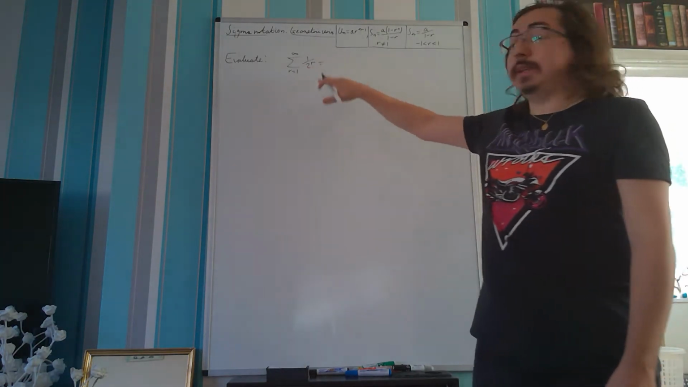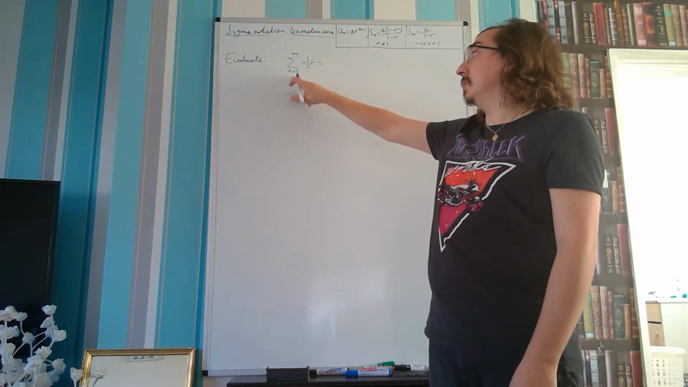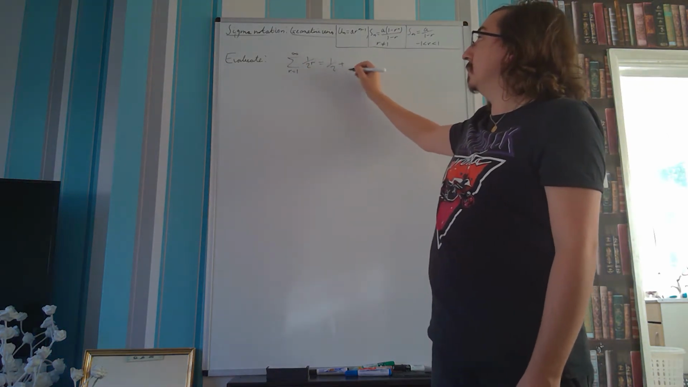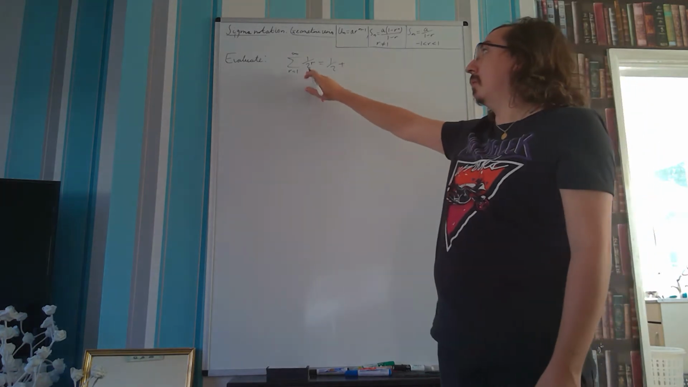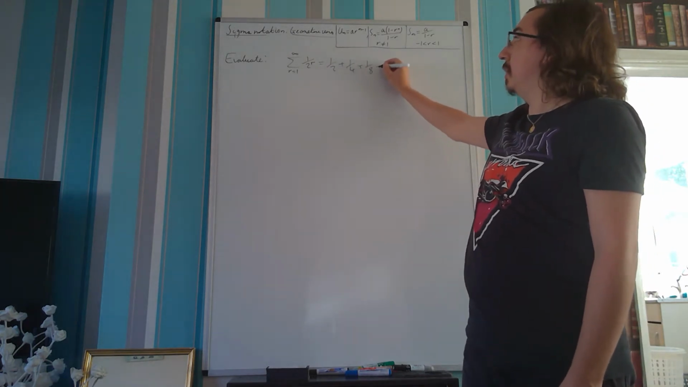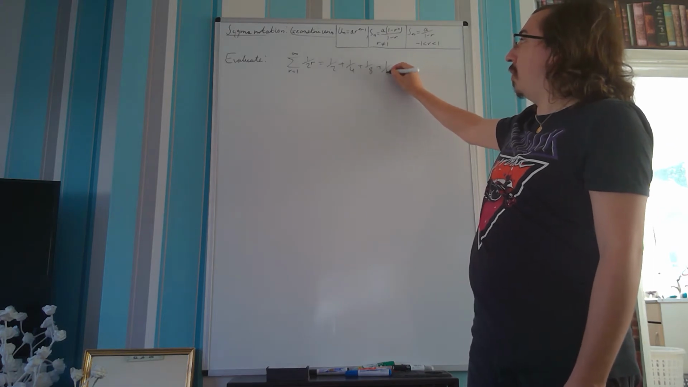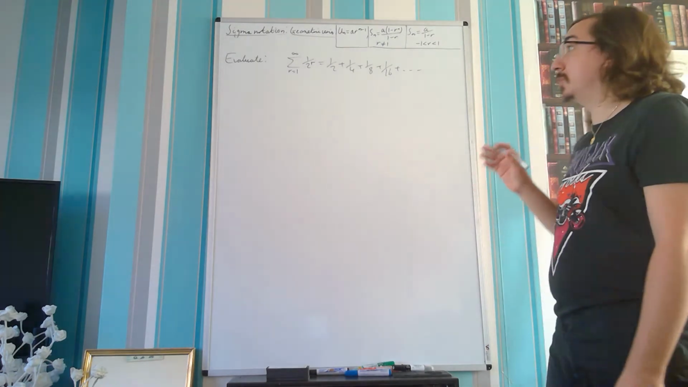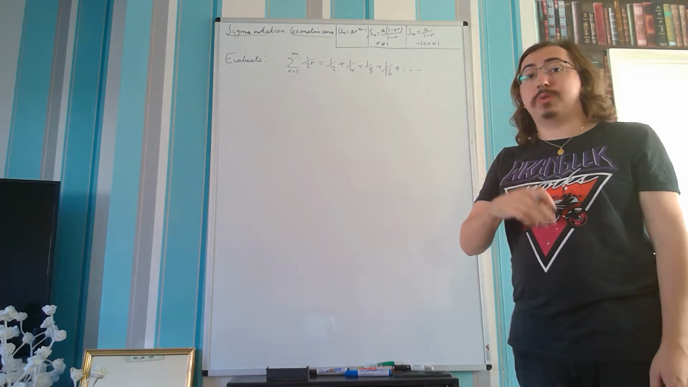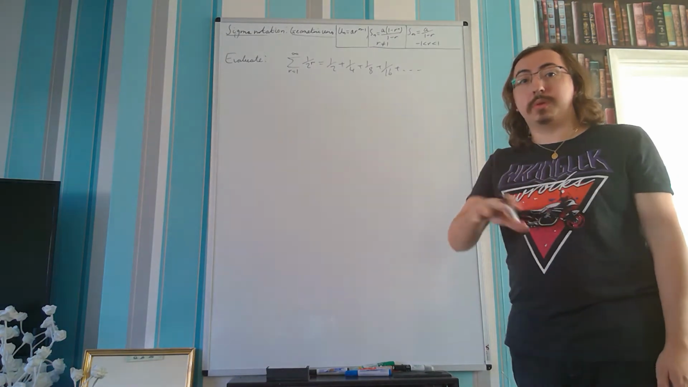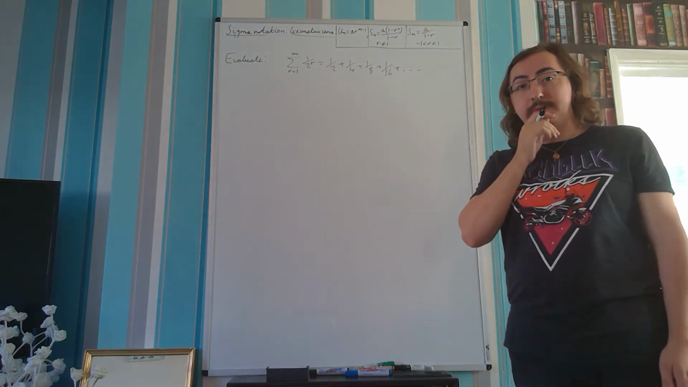If we start to list what our terms are, starting with r equals 1, we end up with a half. It's a sum, so we're adding each time. R equals 2, we've got a quarter, r equals 3, 1 over 8, r equals 4, 1 over 16, and so on. The only difference with this problem is we're not stopping at r equals 10 or r equals 100. We're going up to an infinite number of terms, so this carries on.